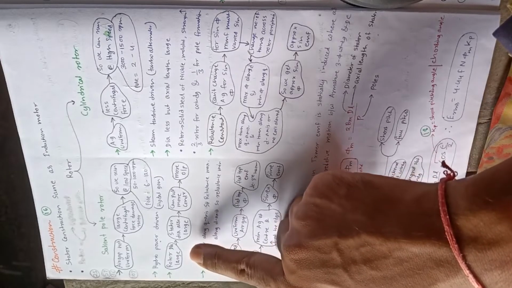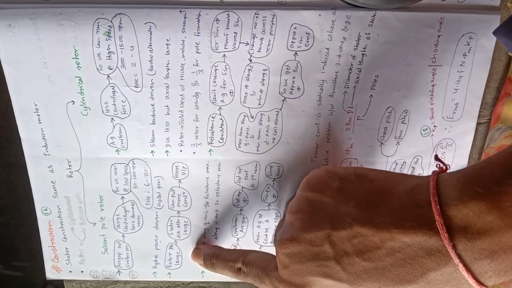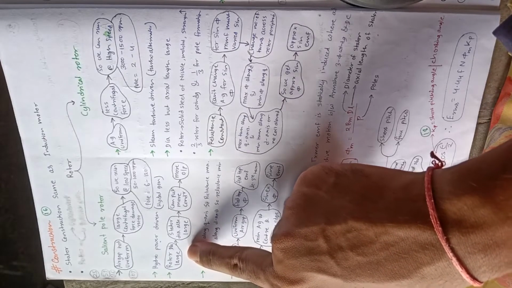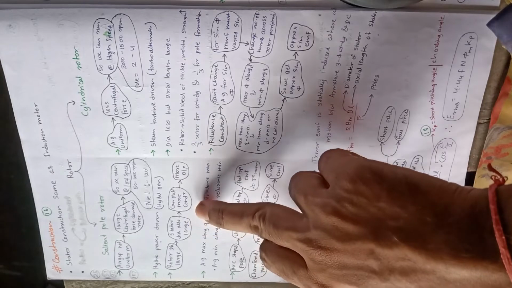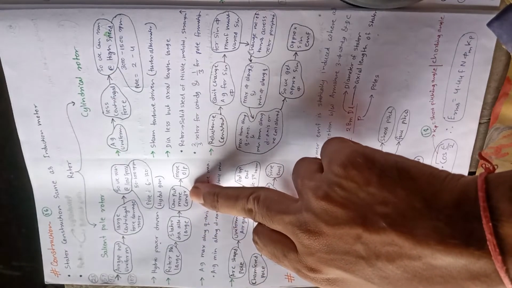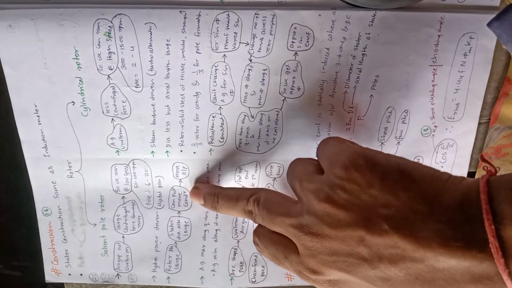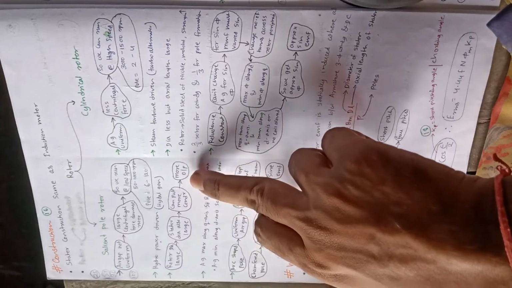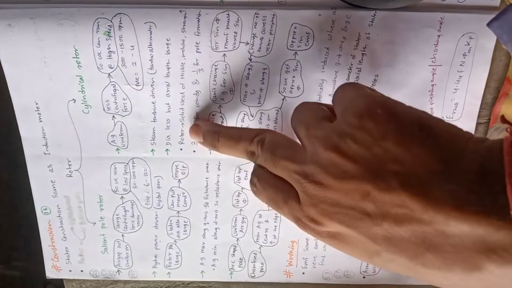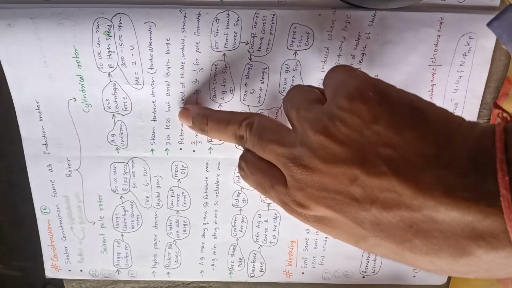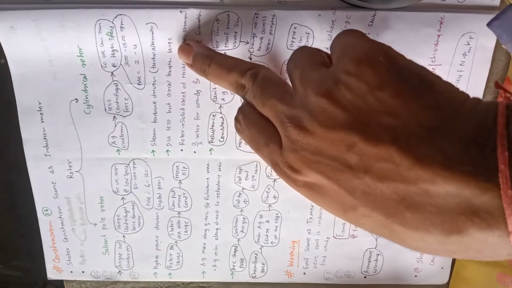In salient pole rotor, the rotor diameter is large, so the stator will obviously also be large, so we can put more conductors. We put more conductors, so we can get more output from it. When we talk about cylindrical rotor, its diameter is less but its axial length is large.